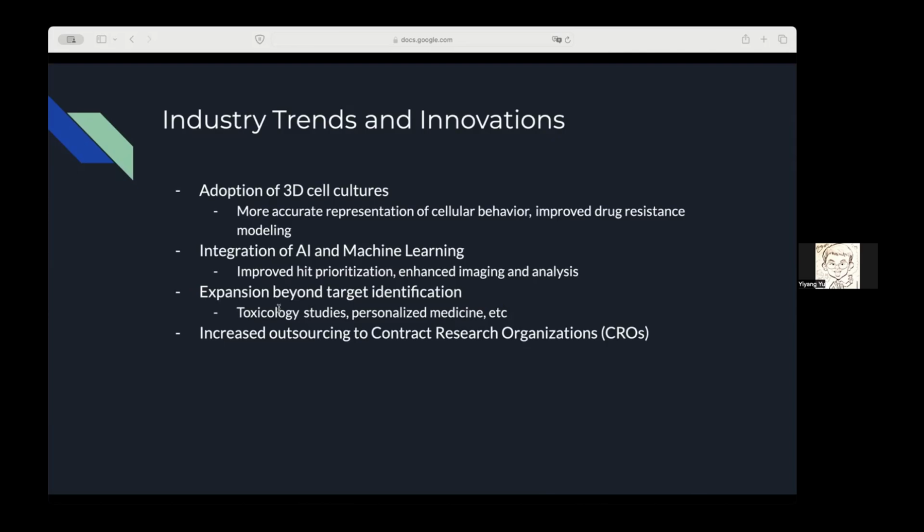There's also the increase in outsourcing to CROs, and CRO stands for contract research organizations. So basically now there's a growing trend of pharma companies outsourcing HTS services to those research organizations. The reason why is that, first of all, it's more cost effective. And then second, it has greater access to specialized expertise. It's more flexible, and it allows the companies to focus more on their core competencies.